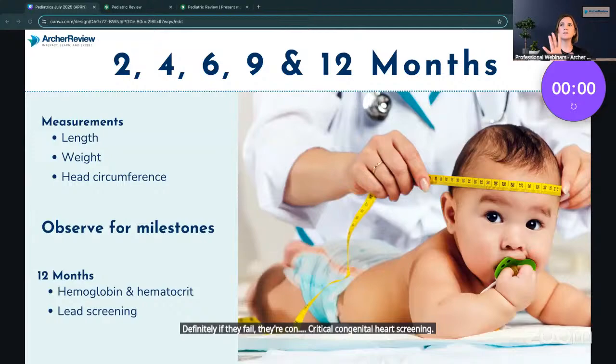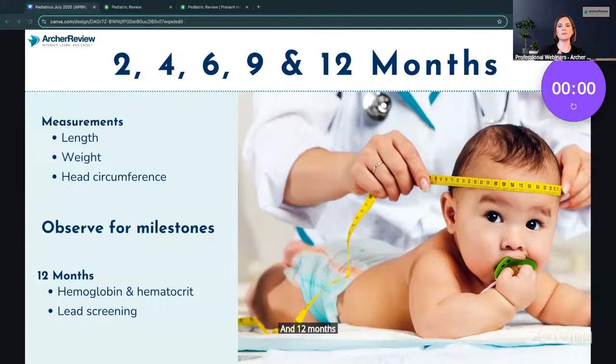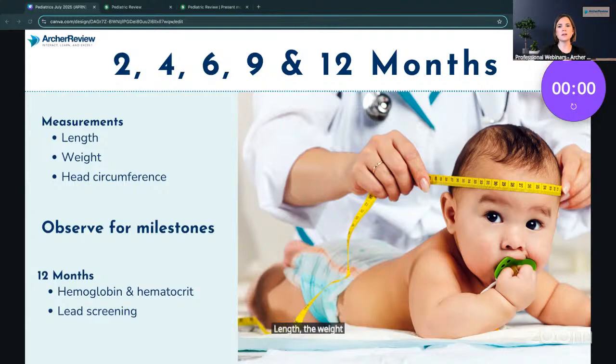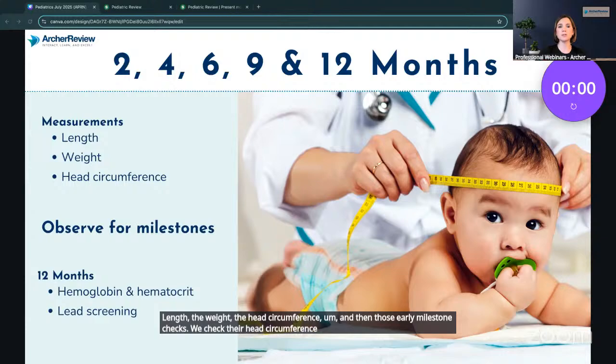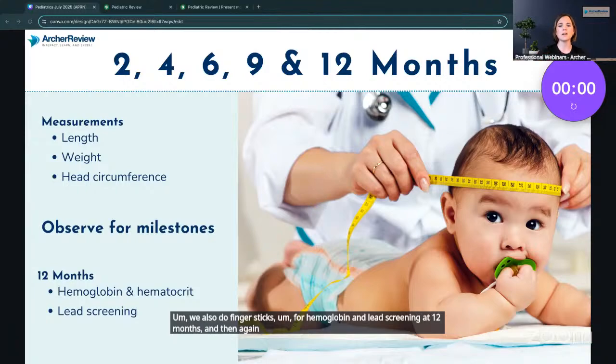All right, so these are kind of just some tidbits you need to know about checkups. At 2 months, 4 months, 6 months, and 12 months, or 6 months, 9 months, and 12 months, this is when we're really focusing on those growth charts: the length, the weight, the head circumference, and then those early milestone checks. We check their head circumference until they turn 2, and then once they turn 2, you switch to checking the BMI. We also do finger sticks for hemoglobin and lead screening at 12 months, and then again at 24 months.